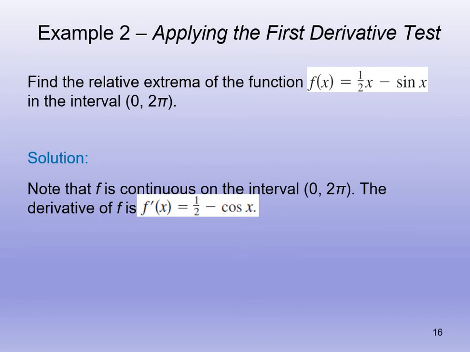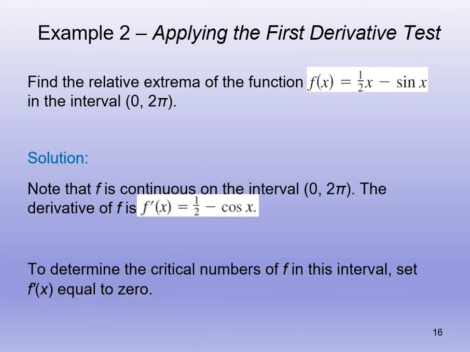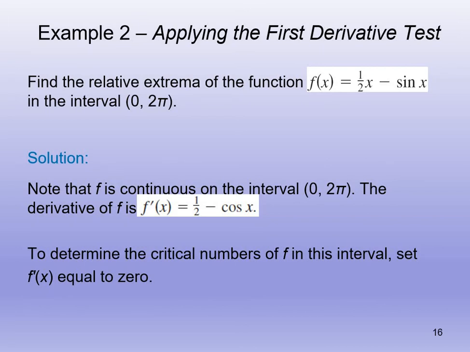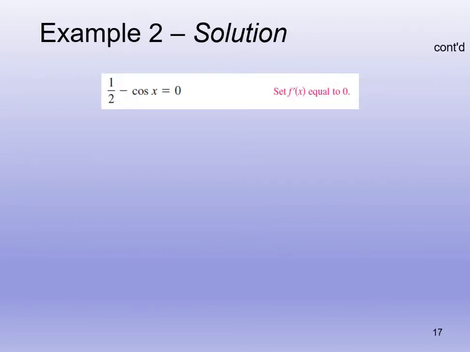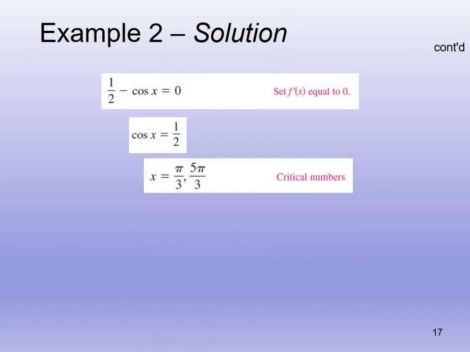Now, we have to find the critical values, so we're going to take 1/2 minus cosine of x and set that equal to 0, and we need to find when cosine of x is equal to 1/2. After you do that, the derivative equals 0, and what that tells us is, when is cosine equal to 1/2? Well, cosine equals 1/2 at pi over 3 and 5 pi over 3. So those are our two critical numbers.